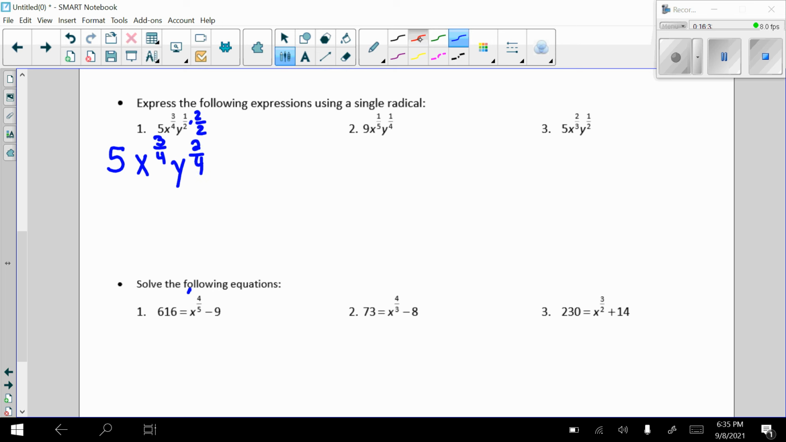Why did I do that? Well, the direction said that I have to express this using a single radical. So what I'm able to do now is keep my 5 out there and rewrite x to the 3/4 as the 4th root of x cubed and y to the 2/4 as the 4th root of y squared. And now I have it expressed as a single radical. So stop this video, go ahead and do 2 and 3, and then start the video up and see if we agree.